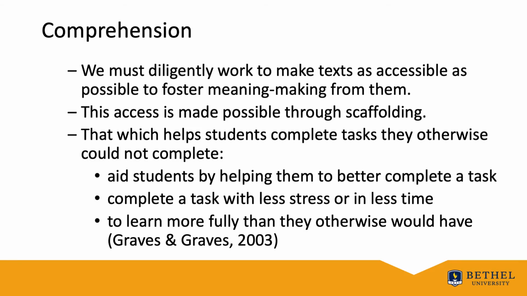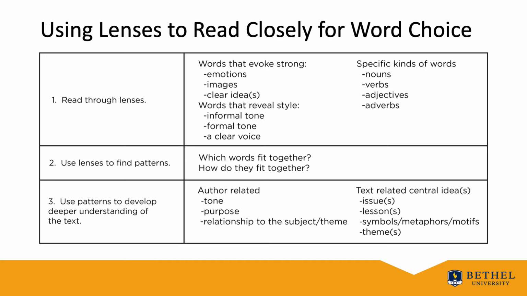It allows our investigation into close reading to consider the powerful practice of reading through lenses. And reading through lenses will help us find patterns, and ultimately finding patterns will help us develop a deeper understanding of the text and what the text might have to say to us. Here's a template from the work of Lehman and Roberts in 2014 that provides a protocol for using lenses and patterns to read closely for text evidence, both in narrative and informational text. Lehman and Roberts, 2014, also provided a protocol for using lenses and patterns to read closely for word choice in both narrative and informational text, as you can see here.